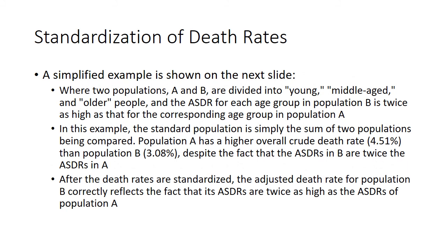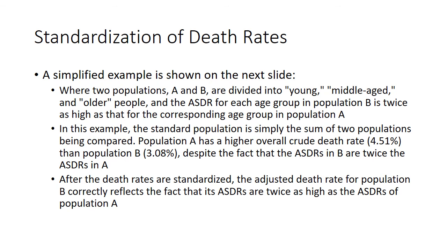We're going to look at a simplified example shown in the next slide, where we have populations A and B, divided into young, middle-aged, and older people. We're going to look specifically at their ASDRs for each age group. In population B, those ASDRs are going to be twice as high as those for the corresponding age group in population A. So ASDRs are higher. In our example, the standard population is going to be the sum of the two populations compared together. Again, we set what we want the standard population to be.